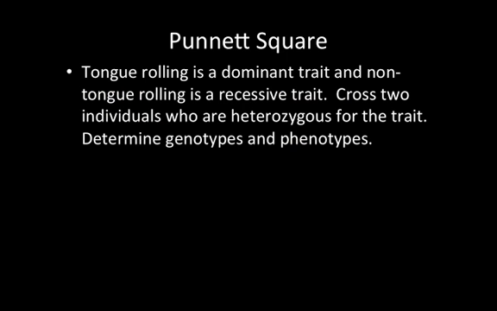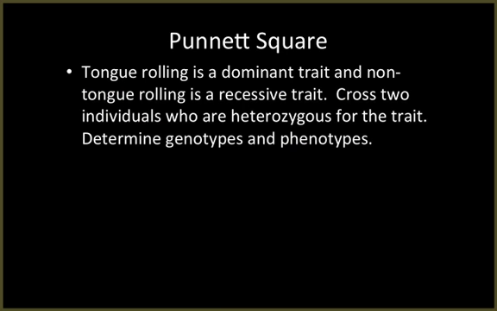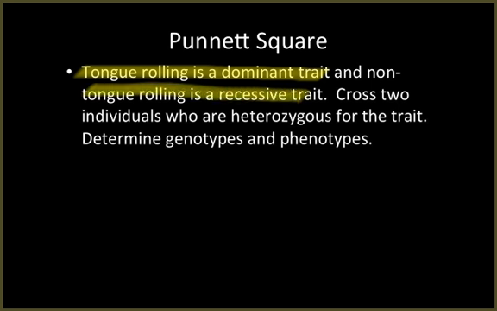So for example, let's take a look at the Punnett square problem that is presented to us. Tongue rolling is a dominant trait and non-tongue rolling is a recessive trait. Cross two individuals who are heterozygous for that trait. Determine genotypes and phenotypes. Now realize this is a lot of information that is given in one particular problem, but let's break it down, all right? Let's break this down really, really easily. Tongue rolling is a dominant trait. Non-tongue rolling is a recessive trait, all right? First information we have there.